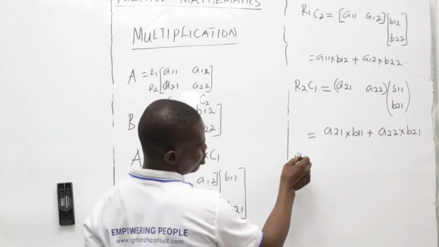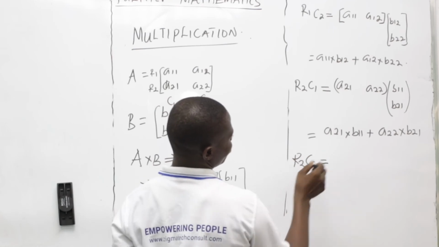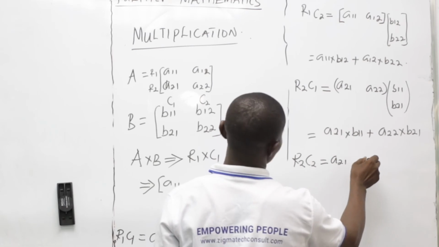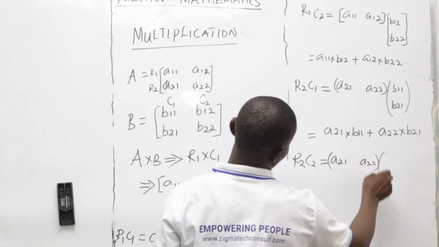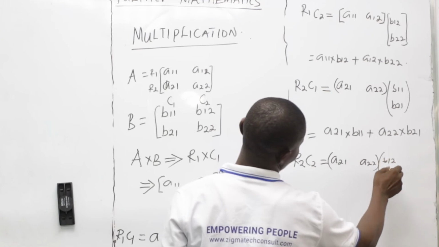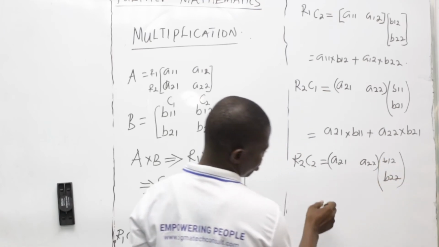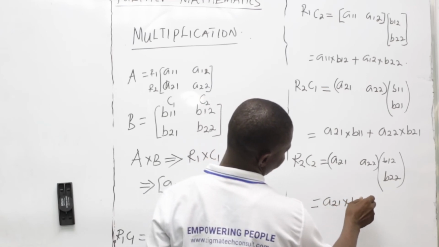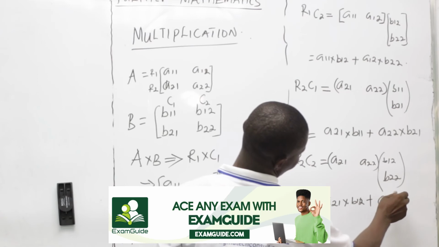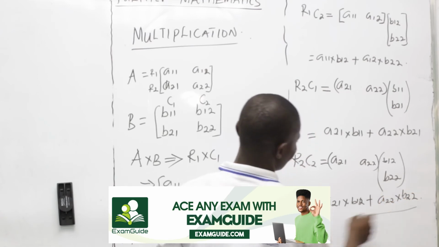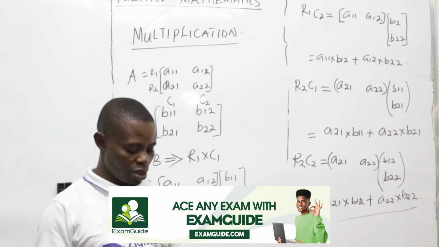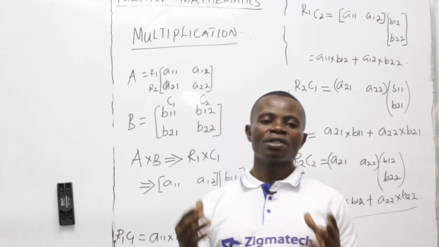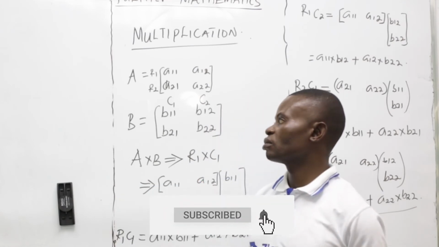Finally, row 2, column 2 will give us what? A21, A22 into B12, B22, which will result to A21 times B12 plus A22 times B22. When you know this, the multiplication of a matrix becomes an easy task or easy nut to crack.